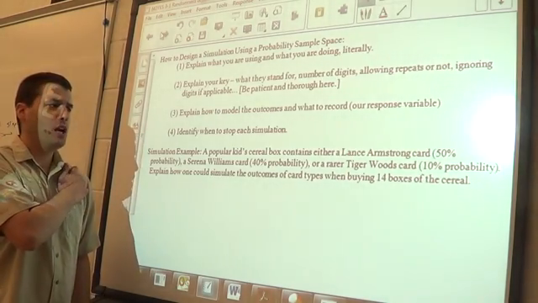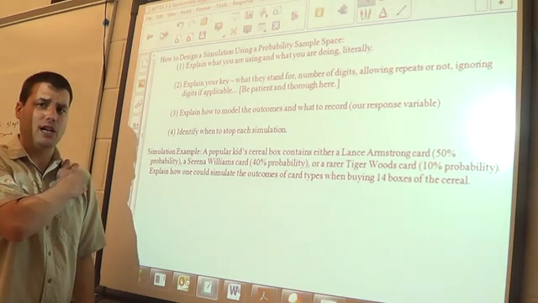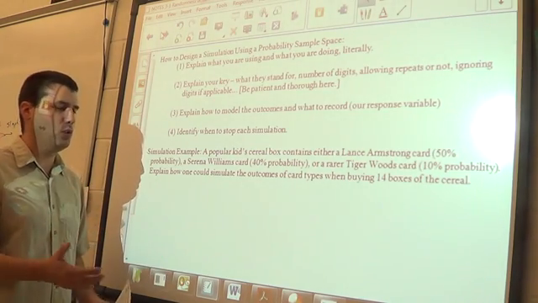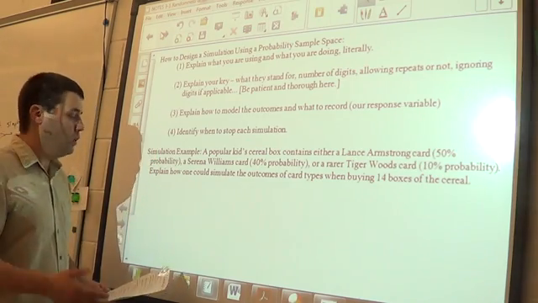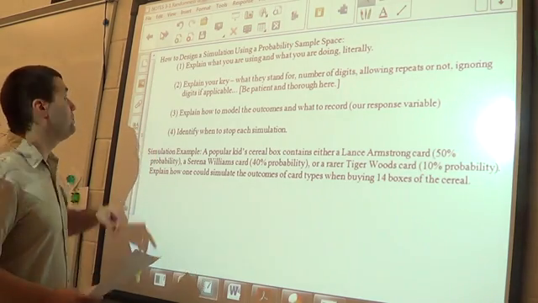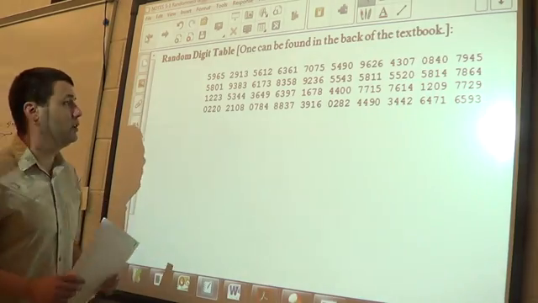Usually when these are done, they're done many times, simulations, to get a feeling of what different events could happen. So how will we do this? Well, I'm going to use the random digit table. Let's go back and take a look at it.